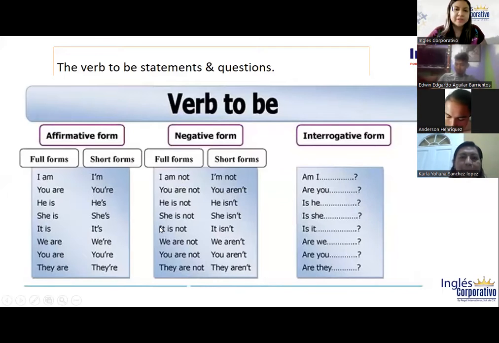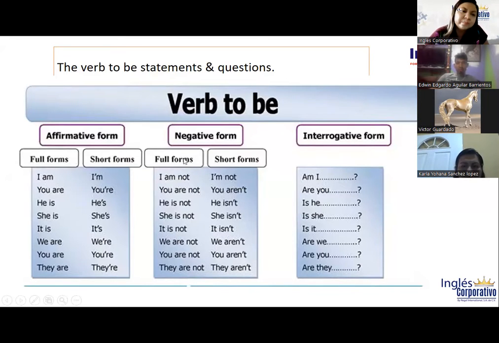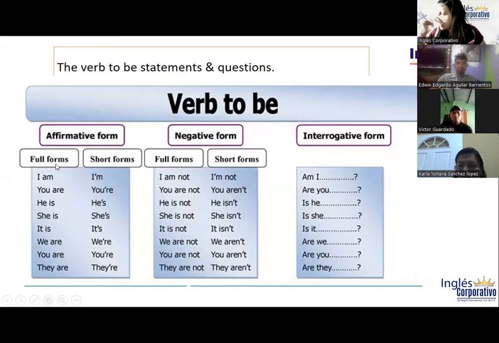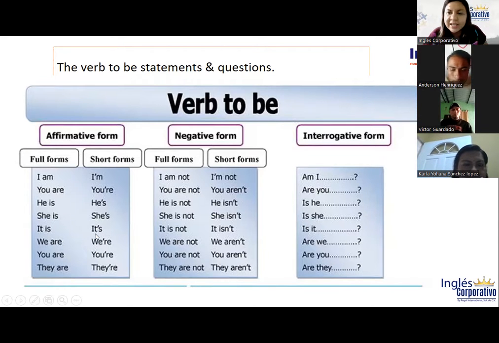So now we're going to learn about the verb to be. We have the verb be in affirmative form, negative form, and interrogative or question. In the affirmative form, como aprendimos ayer, we use the subject and the verb: I am, or in the contracted form, I'm. ¿Verdad? Yo, tú, él, ella, esta, nosotros, ustedes y ellos. I am, you are, he is, she is, it is, we are, you are, they are.